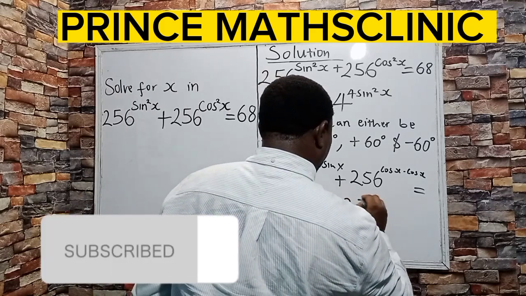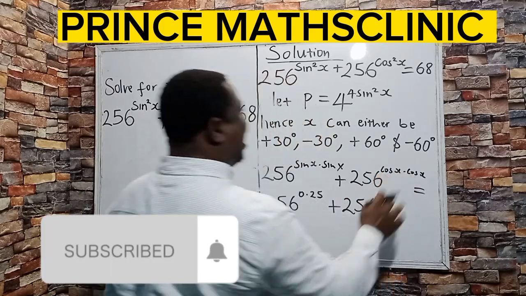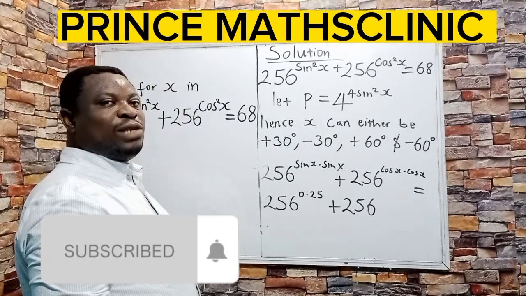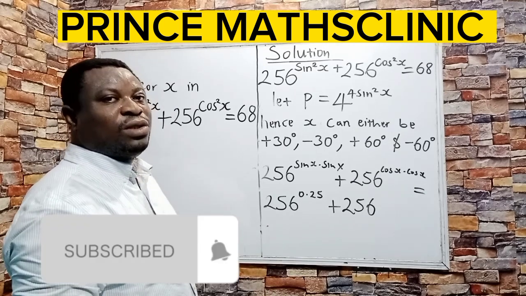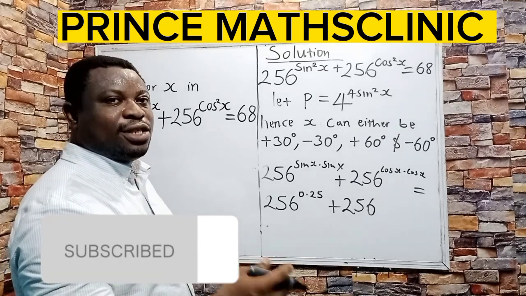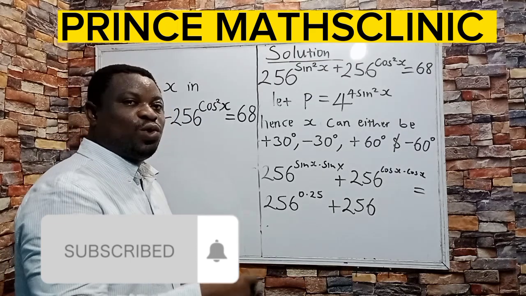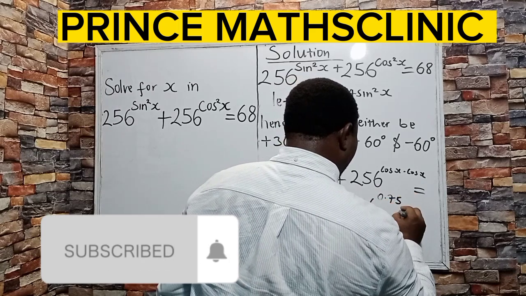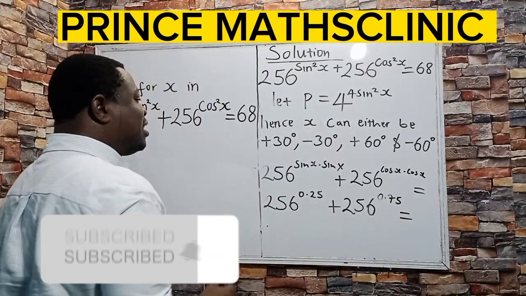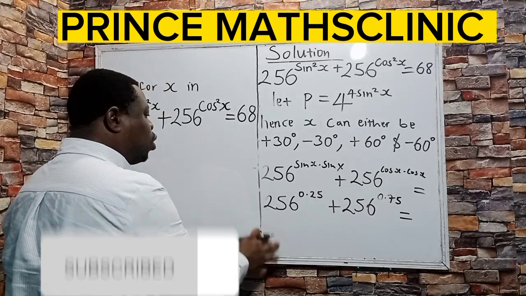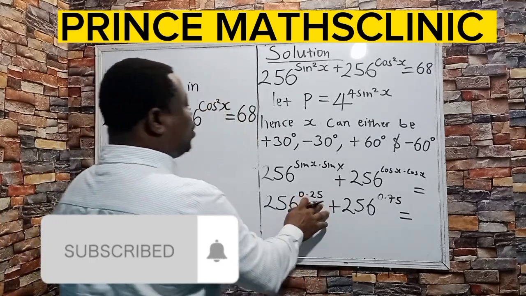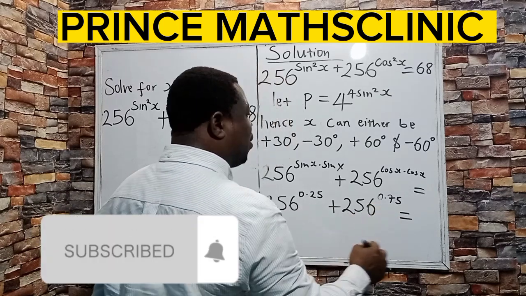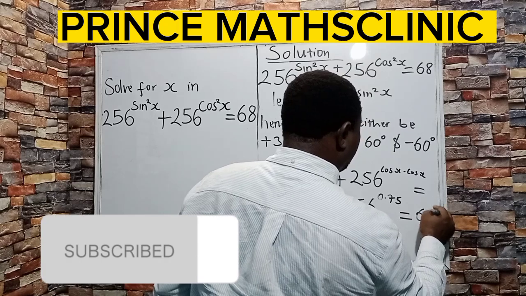Then here you have 256. Cosine x. Cosine 30, right, will give you a particular value, 0.8660. When you multiply it twice, you are going to get 0.75, such that by the time you now say 2 to the power of 0.25 plus 256 to the power of 0.75, you are going to get it to be what? 68.